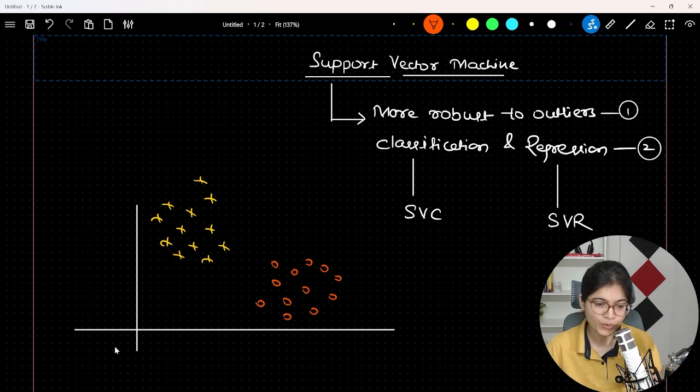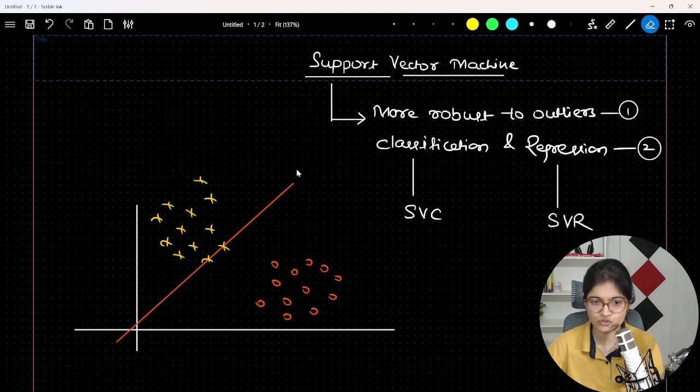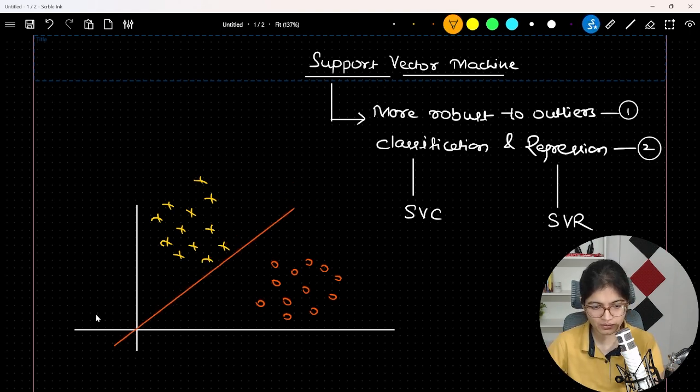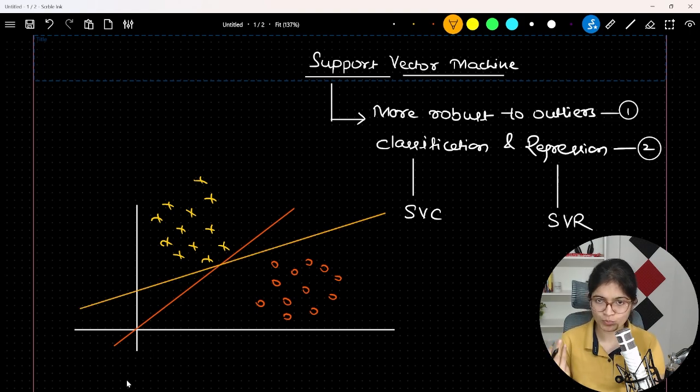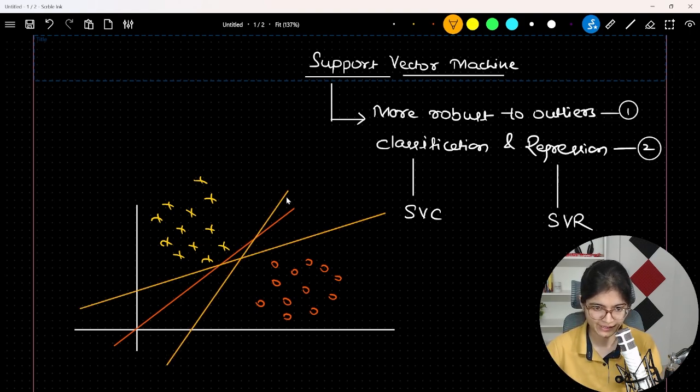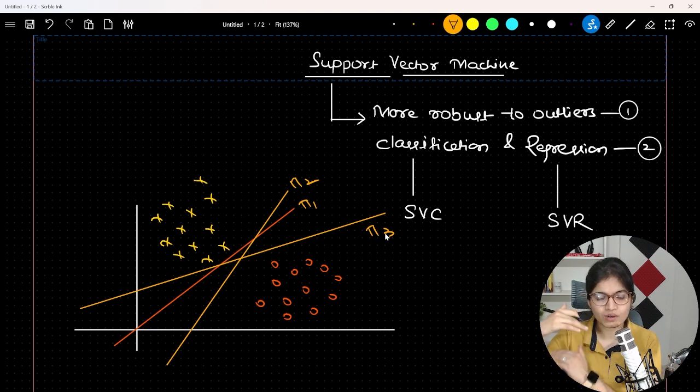Now, there can be two possible lines which can pass from here, which classify these two classes that we have. Maybe this one or maybe that one, right? There can be two possible scenarios, or other feasible scenarios as well, like this. Now, if I ask you which one is the best line, maybe let's say this is the line pi 1, this is the line pi 2, this is the line pi 3. So which one is the best line to do the classification task of these two classes? Maybe this is class A and this is class B.